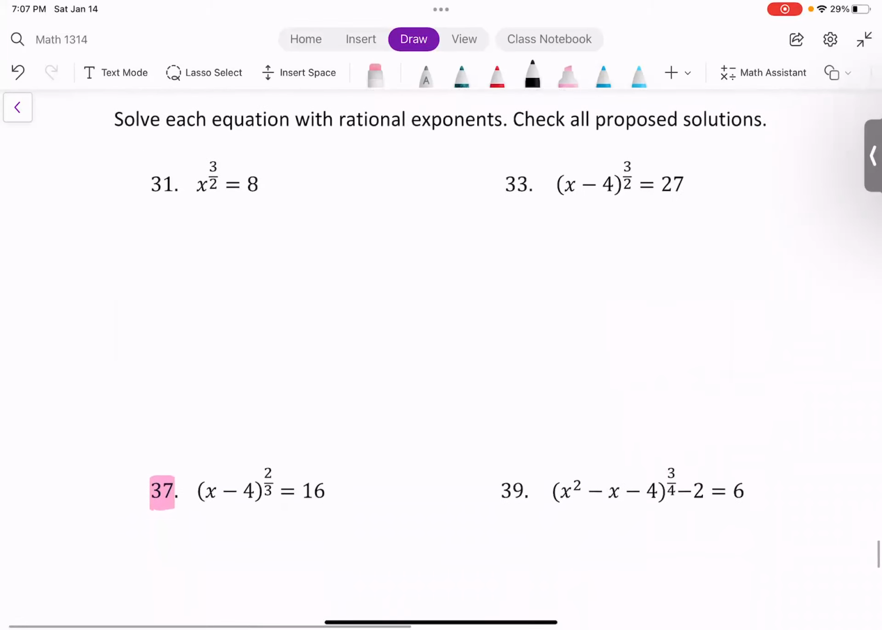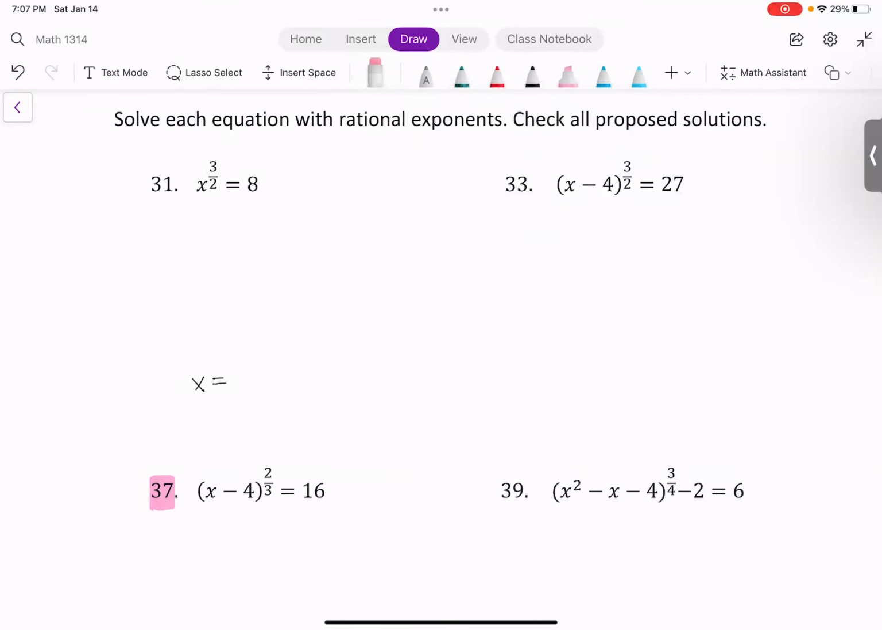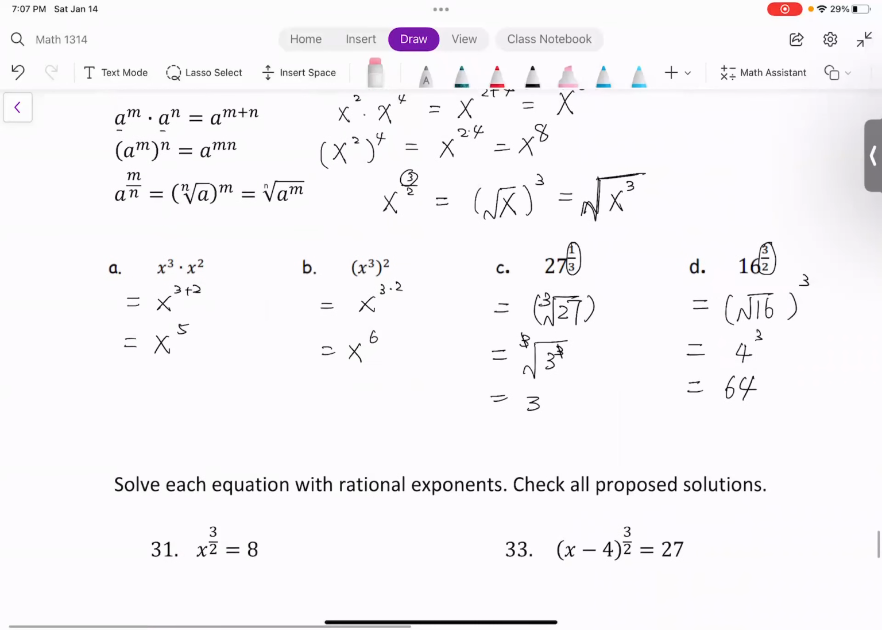Let's see the next part. Solve each equation with the rational exponents. Solving the equation means that at the end of the question, we must have x equals something. We must get rid of the power 3/2. So how do we get rid of the power 3/2? We have learned the property here.